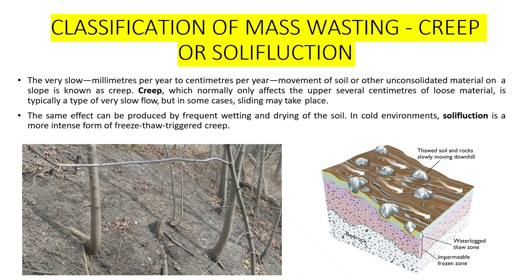Solifluction is most common in cold environments, where the ground freezes and thaws seasonally. So it can occur in areas with permafrost, which is permanently frozen ground.